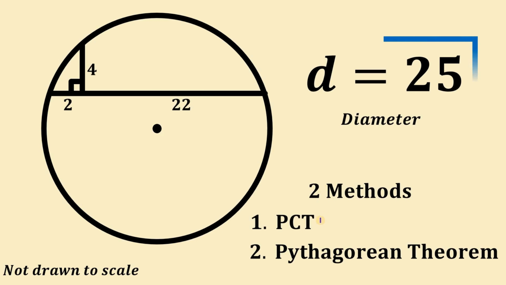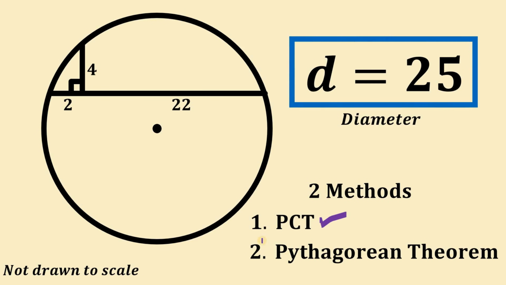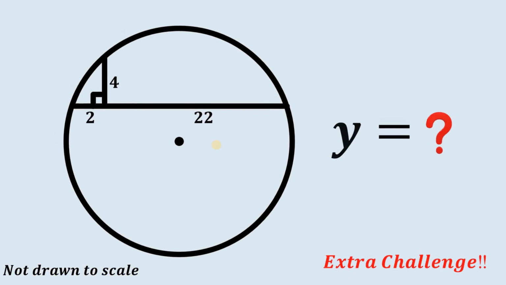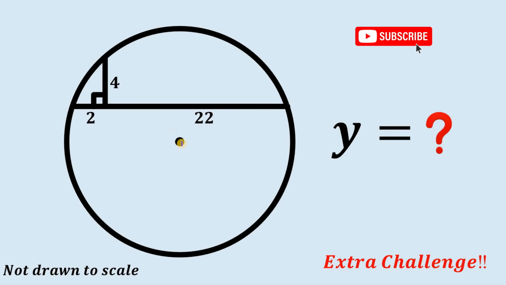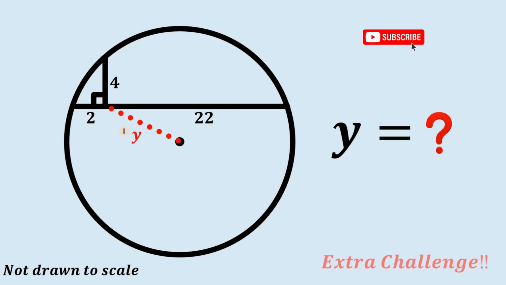Therefore, using two different methods, perpendicular chord theorem and the Pythagorean theorem, we get that the length of the diameter of this circle simply equal to 25 units. And of course, before we end this video, let's have an extra challenge. In this same figure, what we're going to do is to find the length of the segment y. And where's the segment y? From the center of the circle to this intersection point. And now from here, let's see how will you get the length of this segment y. And as always, we are done.